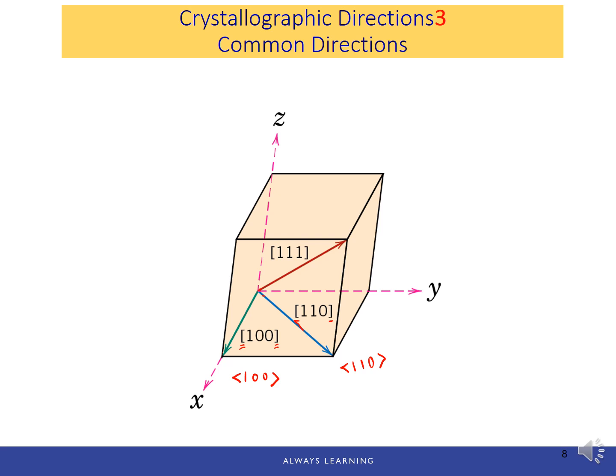And the same idea for the body diagonal. For this body diagonal, it has the Miller indices of [1 1 1], or is the [1 1 1] direction. To represent all the body diagonals within one unit cell, we can use the family of directions notation. So the body diagonal is the <1 1 1> family.